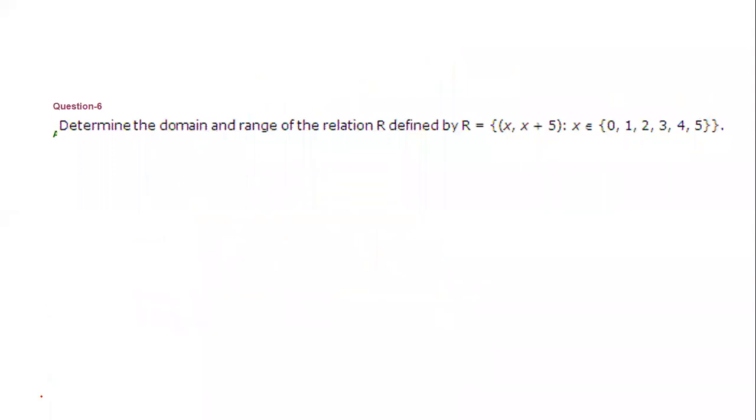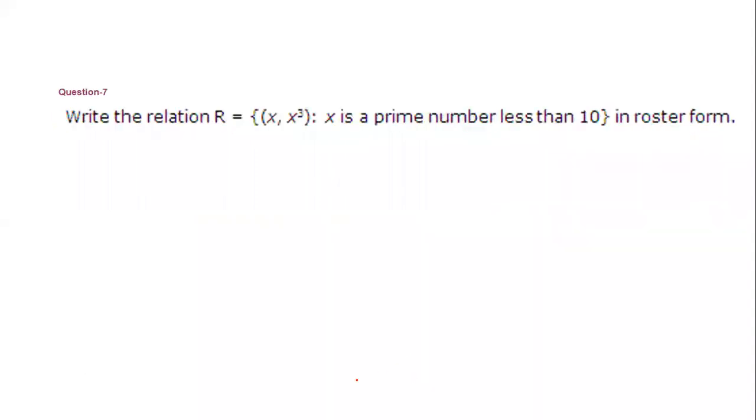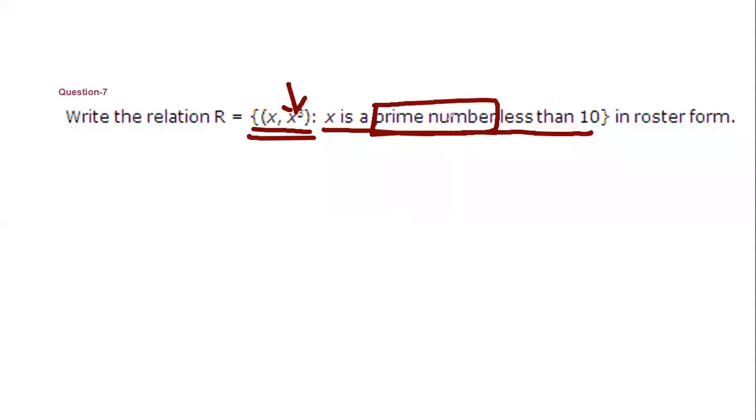Next is, write R, where X is a prime number less than 10. Here, what is the relation? When you input X, then the answer should be X cube. And the condition is only for X. X is a prime number, less than 10. Okay. Who will tell me the least prime number?